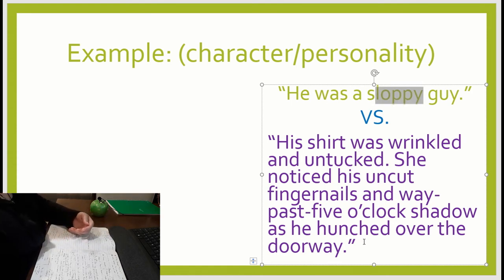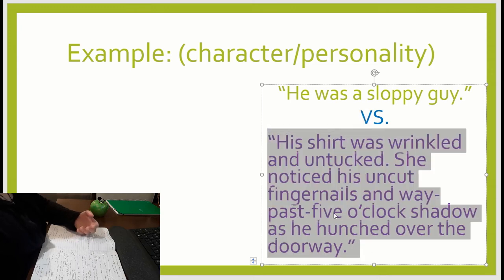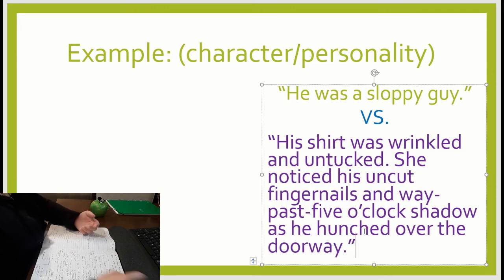So this little excerpt here will depend largely on the rest of the description of the character. But this description is trying to demonstrate that he is either sloppy or something else. It might not necessarily be sloppy, but it's giving us some hints that he could be.